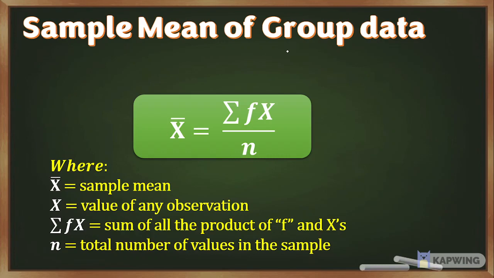So ito na yung mga data na nakakategorize na at naka-arrange na into frequency distribution. So gagamitin natin na formula dito is x bar is equal to summation of fx over n. So ang ating x bar is the sample mean, x is the value of any observation, summation of fx is the sum of all the products of f and x. At ang n natin is the total number of values in the sample.